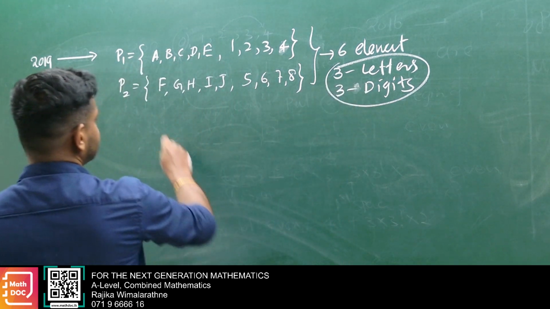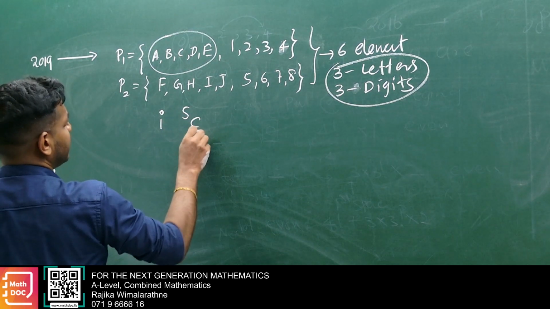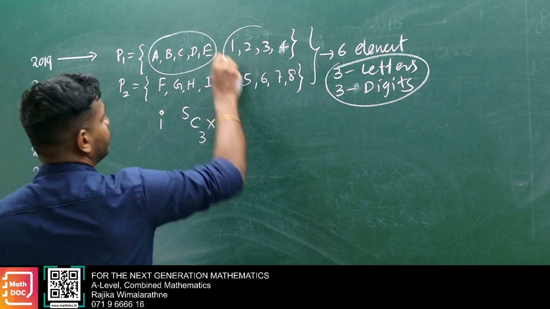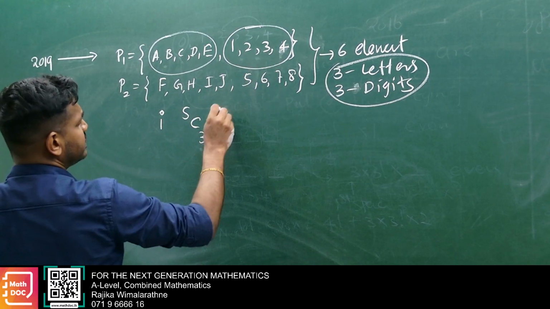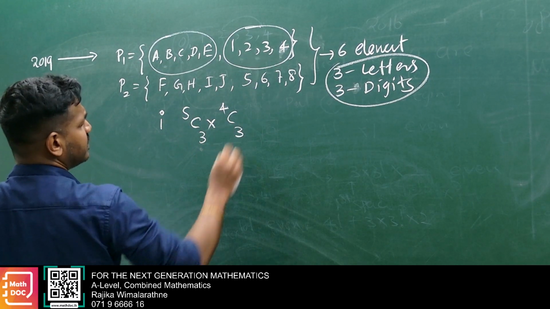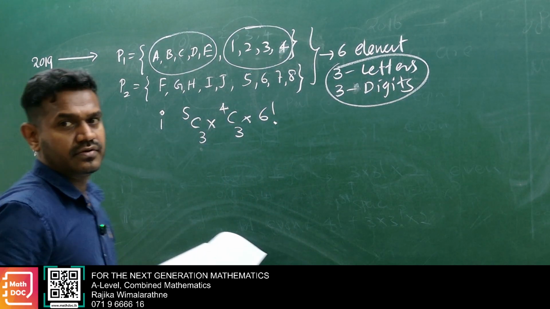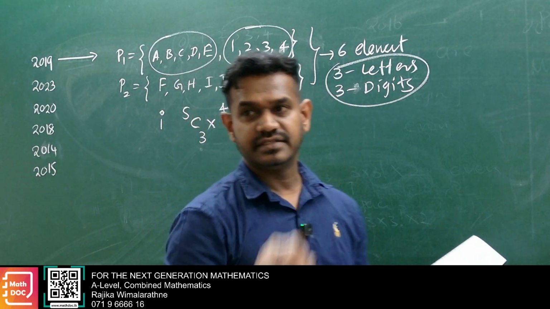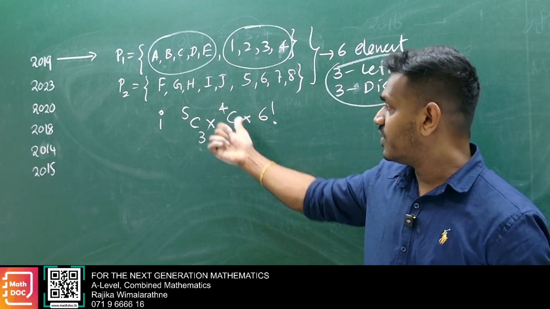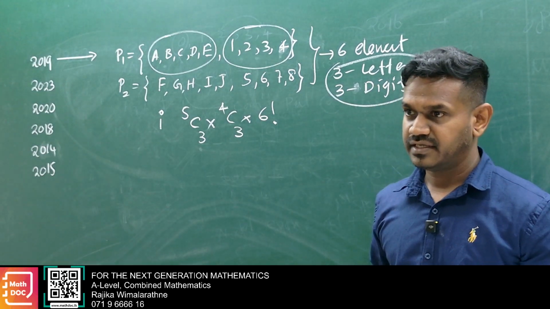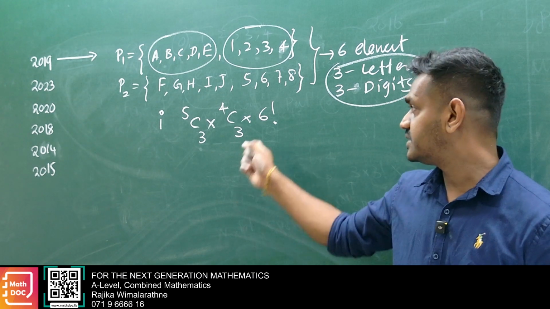Then first case, here there are 5 digits, you select 3. 5 letters, you select 3. 4 digits, you select 3. Thereafter we have 6, arrange them. 5 digits, select 3; 5 letters, select 3; 4 digits, select 3. Then all 6 we have, then arrange them, line arrangement without repetition.